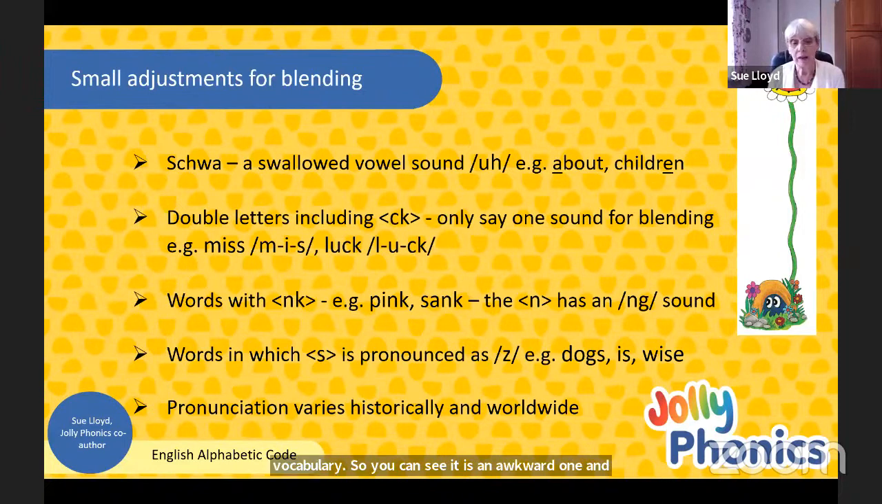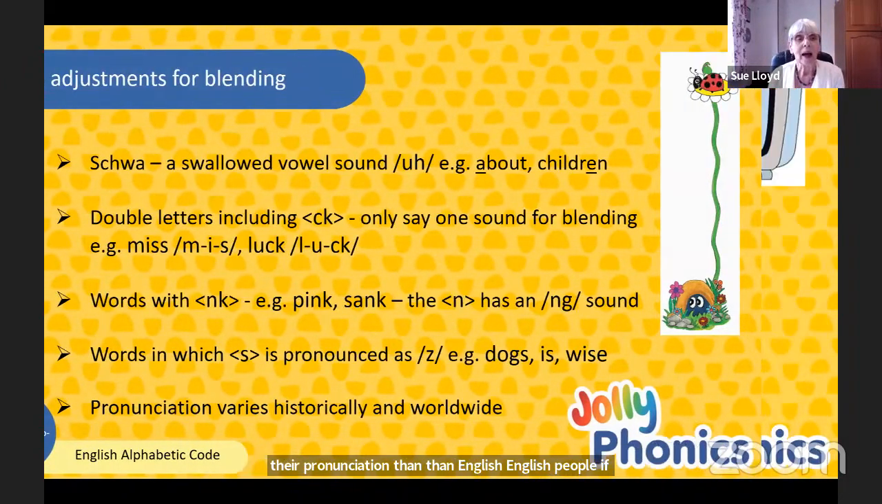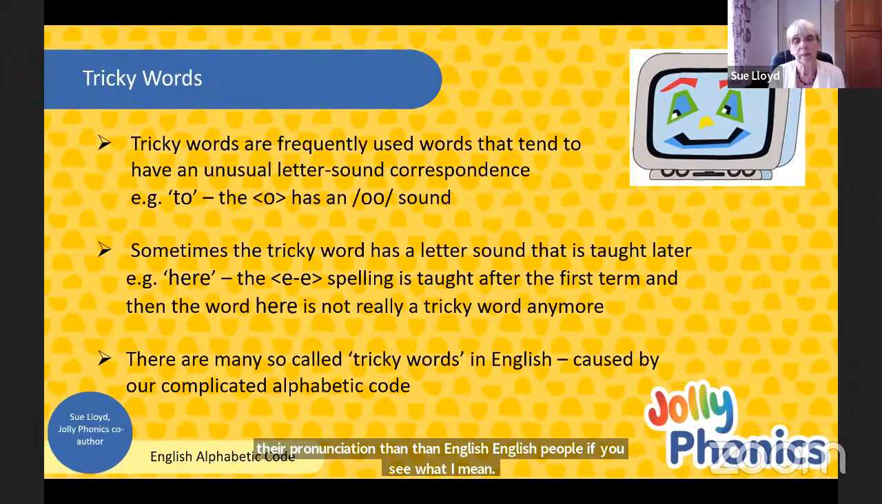And pronunciation, of course, varies around the world. And, you know, from our past as well, they used to pronounce it differently. And actually the Scottish and Irish, they pronounce the words better than the English. So, you know, they are much more pure in their pronunciation than English people, if you see what I mean. So those are small adjustments.